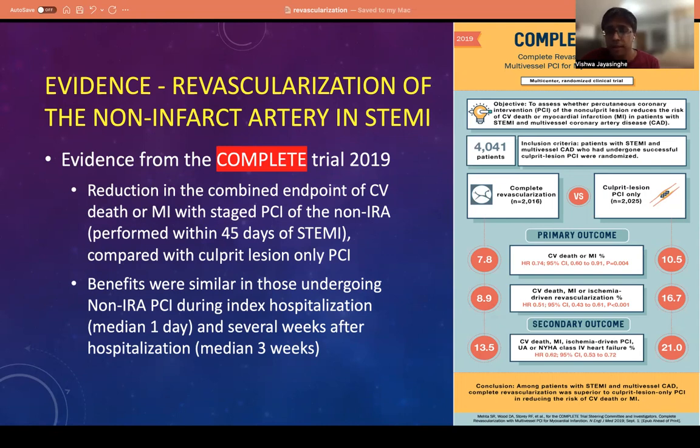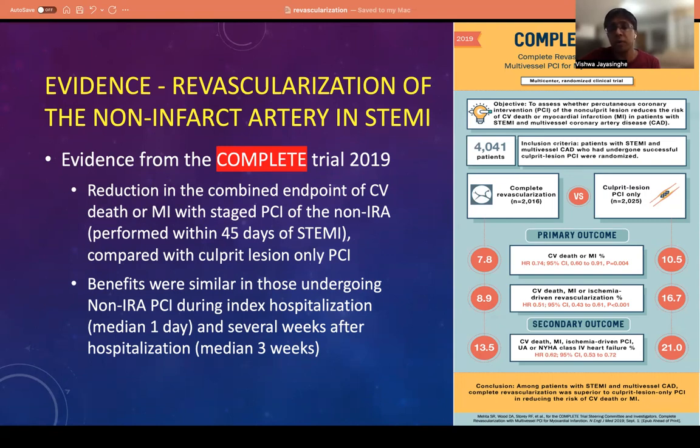As you can clearly see here, the primary outcome of cardiovascular death or MI was reduced, as were cardiovascular death, ischemia-driven revascularization or MI, as well as the secondary outcome of NYHA class 4 heart failure. All were reduced when there was complete revascularization.